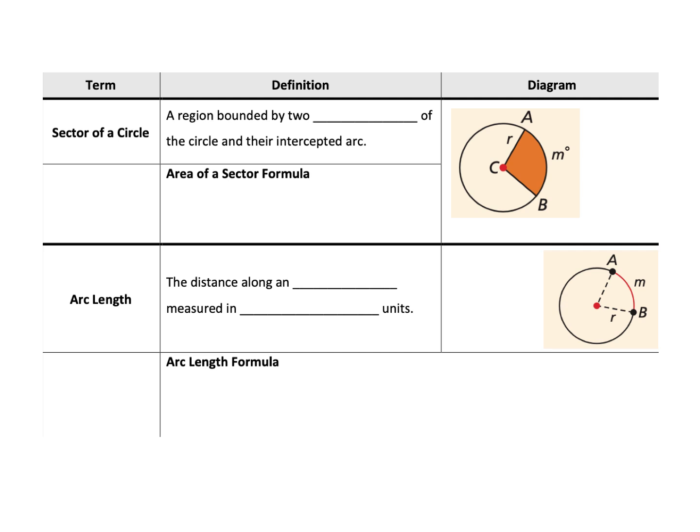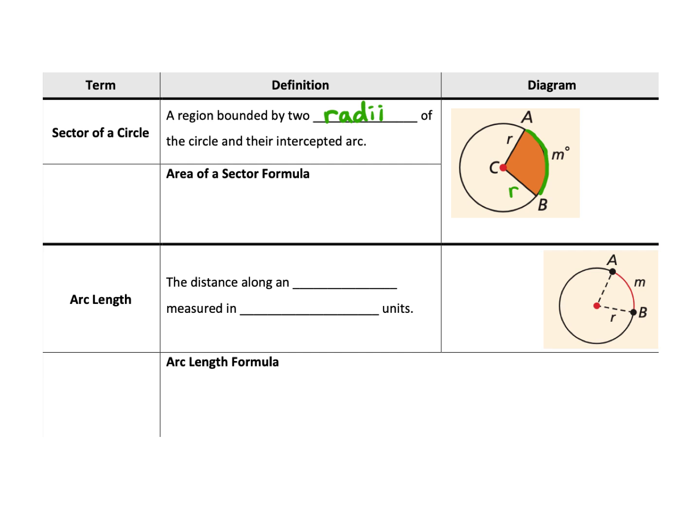Let's start with a sector of a circle. First, the definition of a sector is a region that's bounded by two radii of the circle and their intercepted arc. So you can see in the picture, the radii are AC and CB. So there's my two radii. And the arc is the curved part of the circle. The sector is the area of that region that's colored orange on the screen, the shaded region.